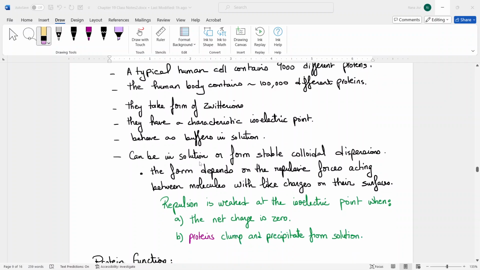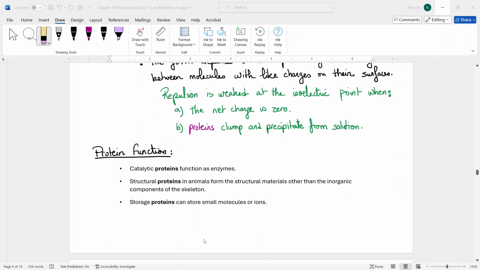They can be in solution or form a stable colloidal dispersion. The form depends on the repulsive forces between the molecules. Repulsion normally is the weakest at the isoelectric point, when the net charge is zero, and the proteins clump together and precipitate from the solution.